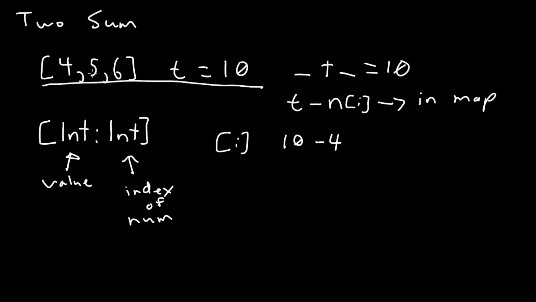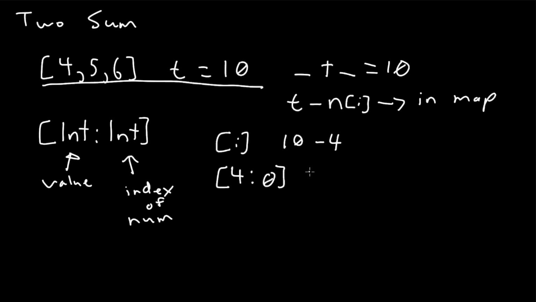So when we look at the next number, 5, we're going to see that we have the number 4 right here, and the actual index is of course 0 because it's at the beginning, and that's going to be the state of our map currently. Now when we hit the 5, we're going to do the exact same thing.